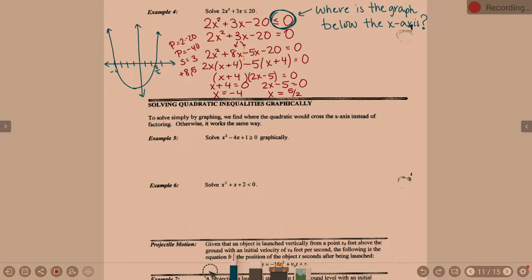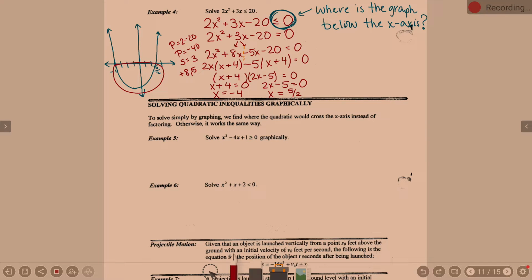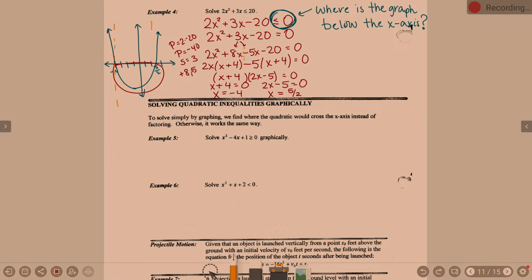So what do we have below the x-axis this time? We have that bottom piece of the U, yes? And what do you notice about the bottom piece of the U? It starts at -4 and ends at 5/2. So if you think about those orange lines that I put in last time, where is that U? It is right there, isn't it? So my values that are less than or equal to 0, in this case, go from -4 to 5/2.